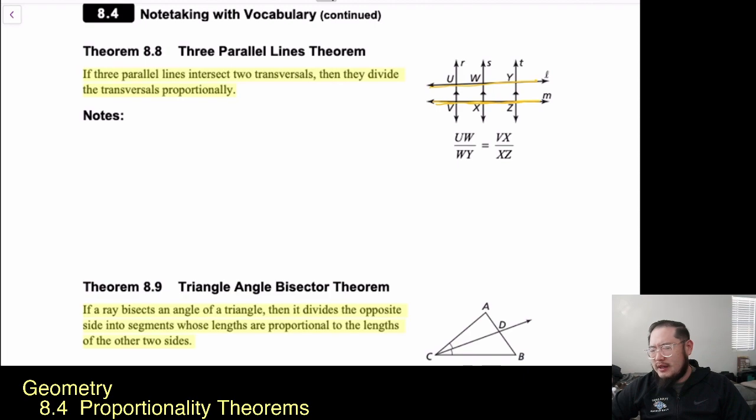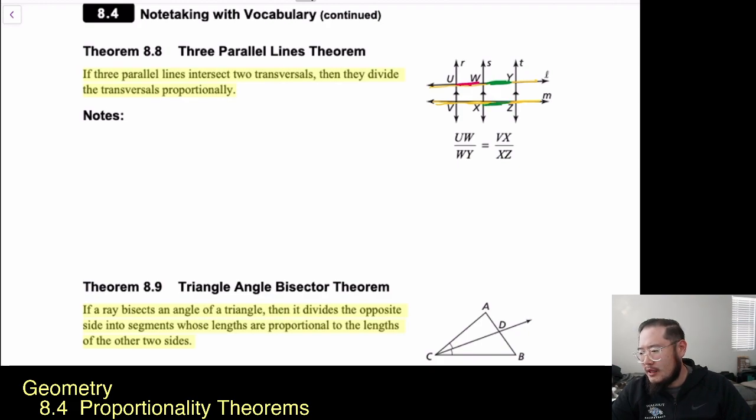Now, how do they divide the transversals? Oftentimes students will look at line R and think, oh, how about U to V, and look at line S, they'll think WX, and T is YZ. No, that's not how to look at things. So how do I look at it? We've got ourselves UW. You look along the transversal. UW over WY. Remember, they're on the same side, the same transversal, when we come up with this. And then that's equal to VX over XZ.